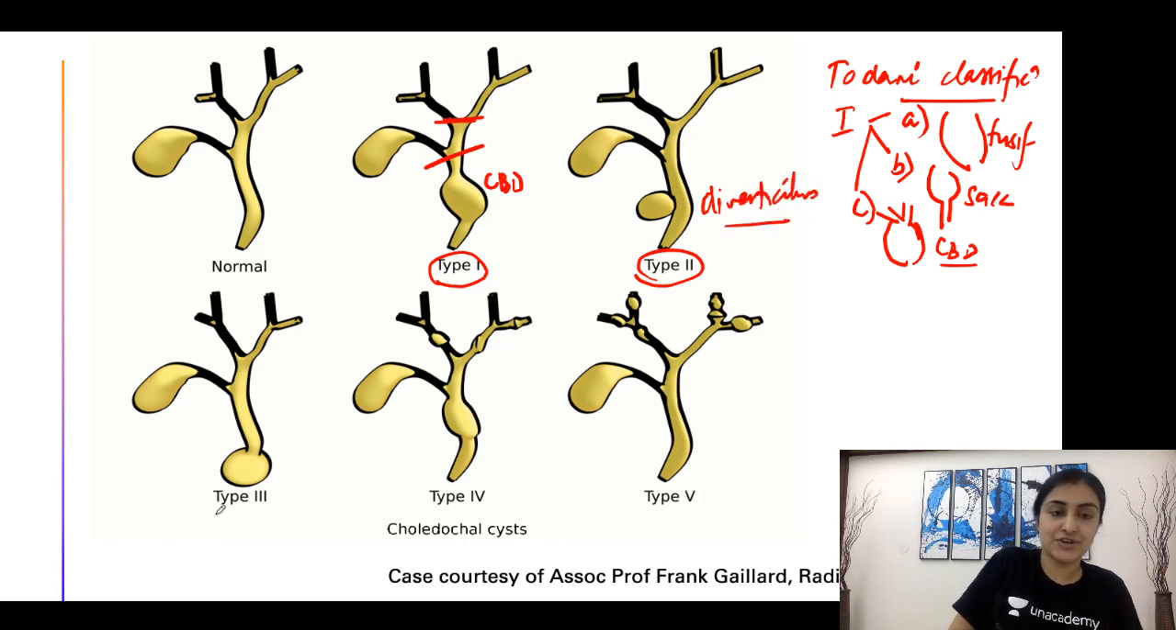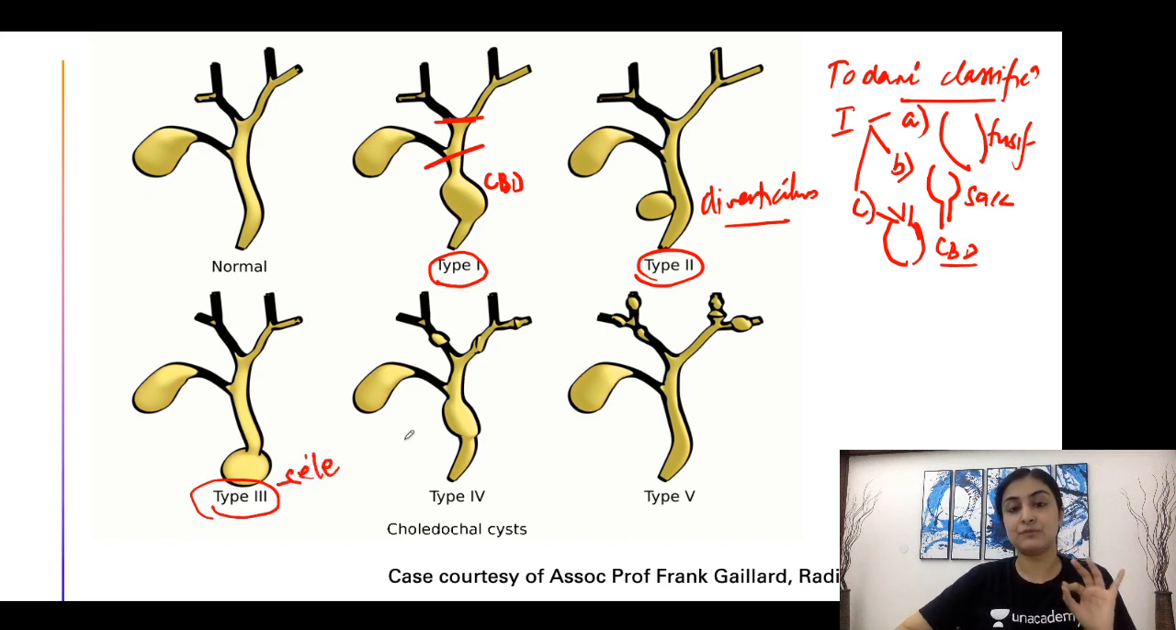Alright, in contrast, type 3, we have a choledochal cele. Just at the insertion, I have this cystic dilatation. Remember the word, there is a cystic dilatation which is called choledochocele. Alright, remember choledochocele. Alright, so this is type 3.